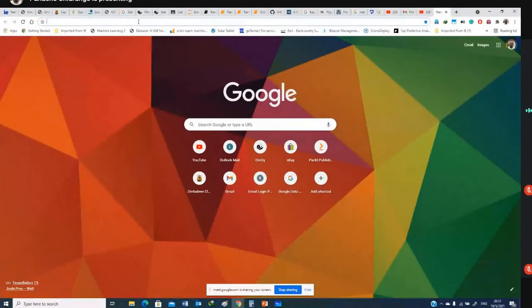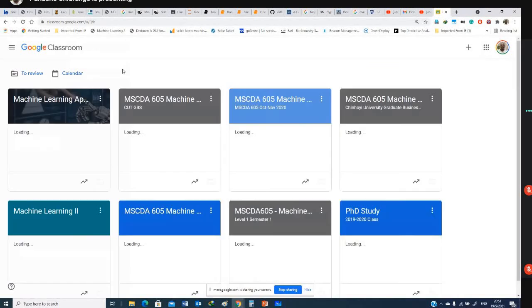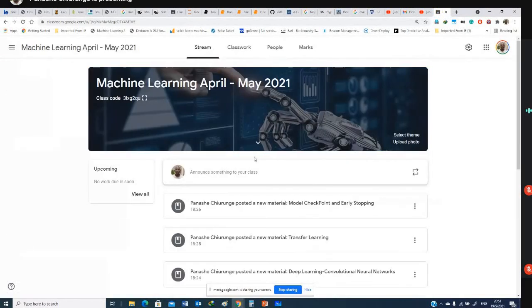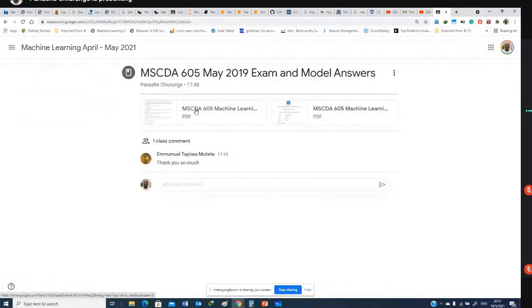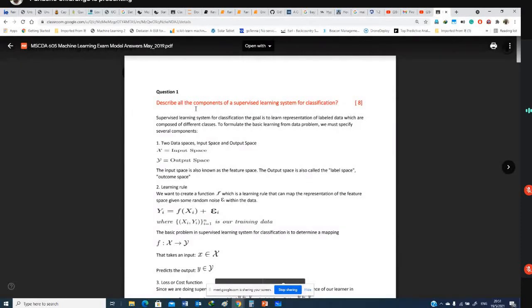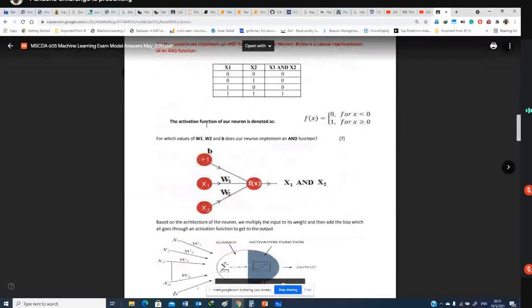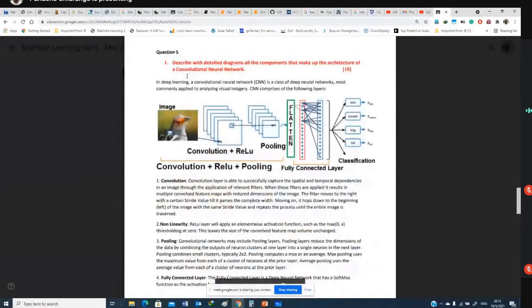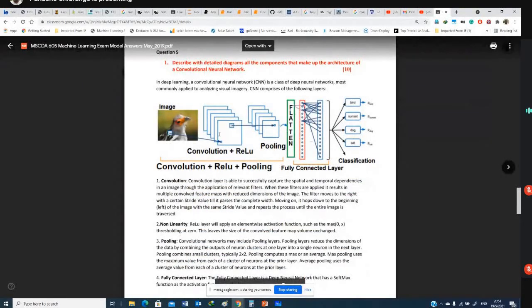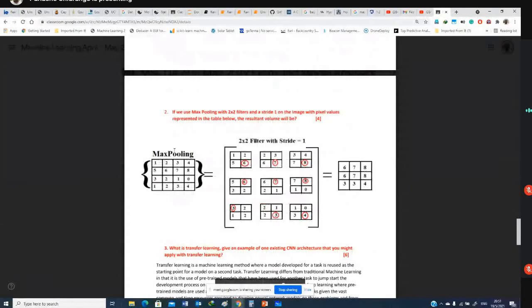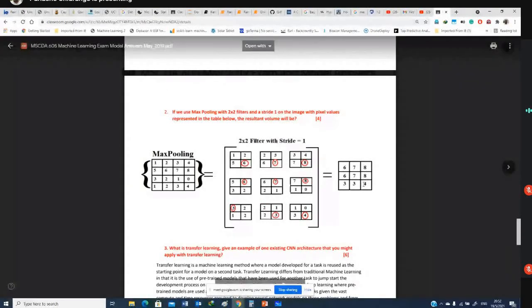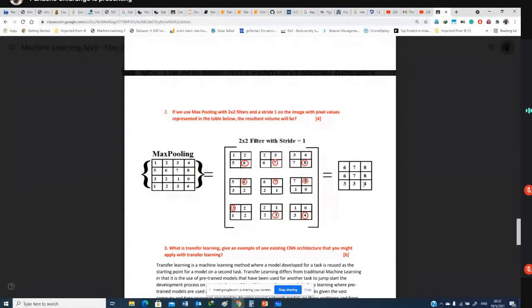And I even gave you my model answers of that paper. You see this one described, and then I gave you convolution, nonlinearity, pooling, fully connected layer, flattening, and so on. And then the max pooling to show you what the resultant thing is. Easy. You should do it in like 2 minutes, and then you're done. Finito.